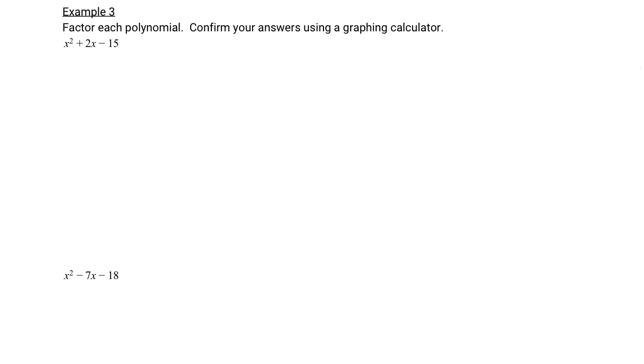So I want you to see that if we have A times C is negative, it doesn't matter what B is. You have to have opposite signs. Okay? You can't multiply two things together with the same sign and have a negative number. Okay? So let's look at example 3 here. We've got x squared plus 2x minus 15. Definitely in standard form. So A is 1, B is 2, and C is negative 15.